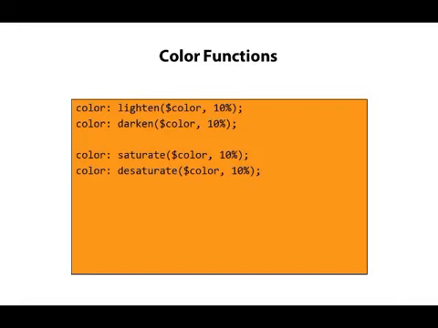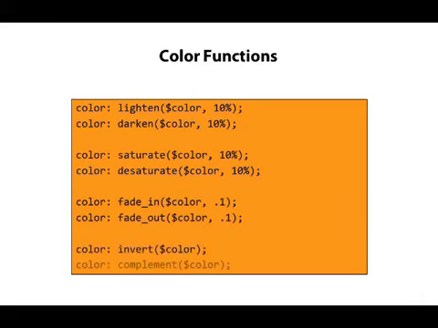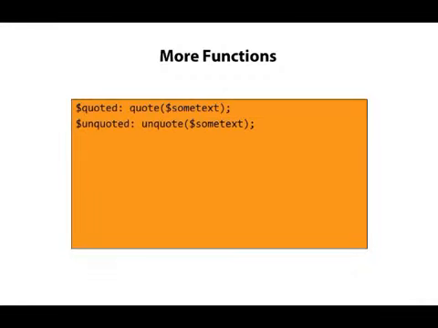You can increase or decrease the saturation. You can force that color to fade in or fade out, and this is going to change its opacity, as well as invert or even find the complementary color. There are some other functions that are important. Quote and unquote are both used to add or remove quotes from variables or other pieces of text in the CSS that have embedded quotes in them.